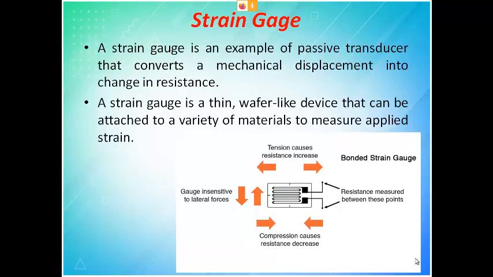We all know what is passive. Any device which doesn't require any external supply for its operation, we call it passive. So this strain gauge also doesn't require any external supply. We all know the formula for resistance. Resistance is equal to rho L by A, where rho is a constant. So if length increases, resistance will also increase. If the area increases, then the resistance will come down.